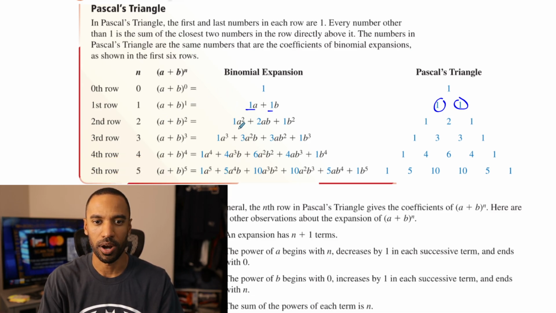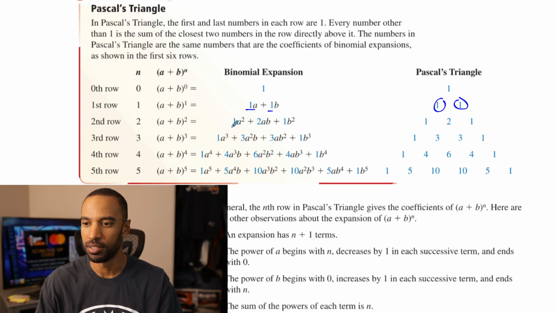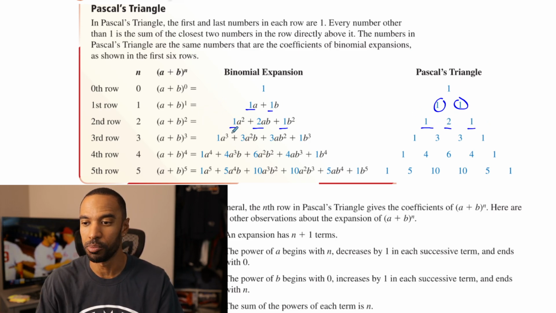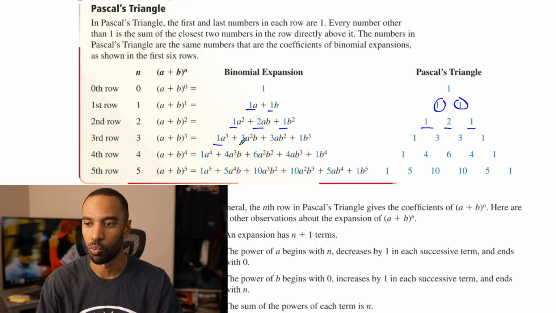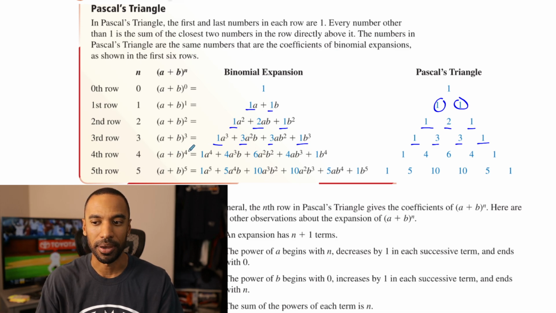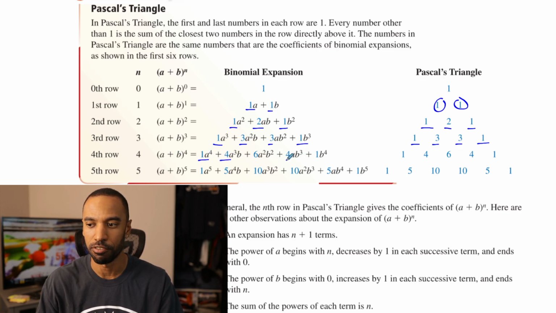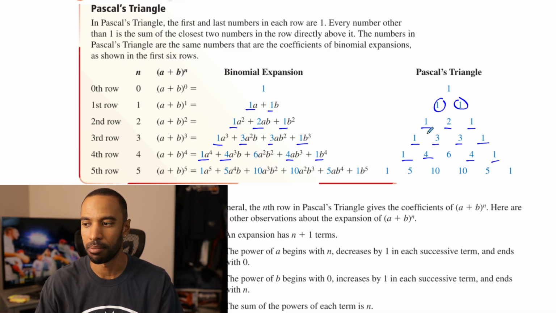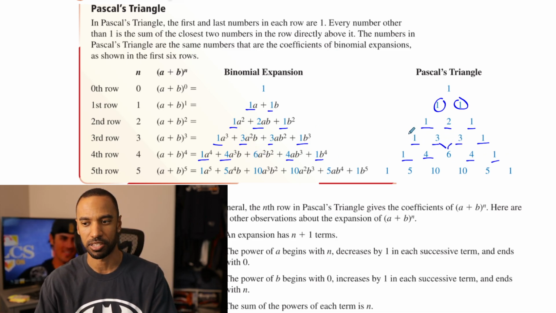Remember your a plus b squared, a squared plus 2ab plus b squared? That's 1, 2, and 1. Those numbers are right there. And so on and so forth. Remember what we just talked about with the cubes? A plus b cubed is 1, 3, 3, 1. Those are the numbers that appear right there. And remember how I said to the fourth power the 4's exist? 4's exist there. They're right here, but there's a middle number 6. Where does it come from? 3 plus 3 in Pascal's triangle.